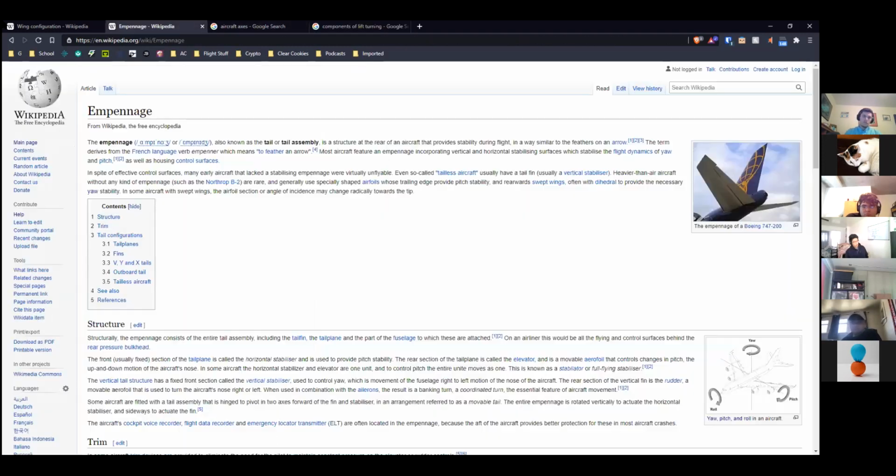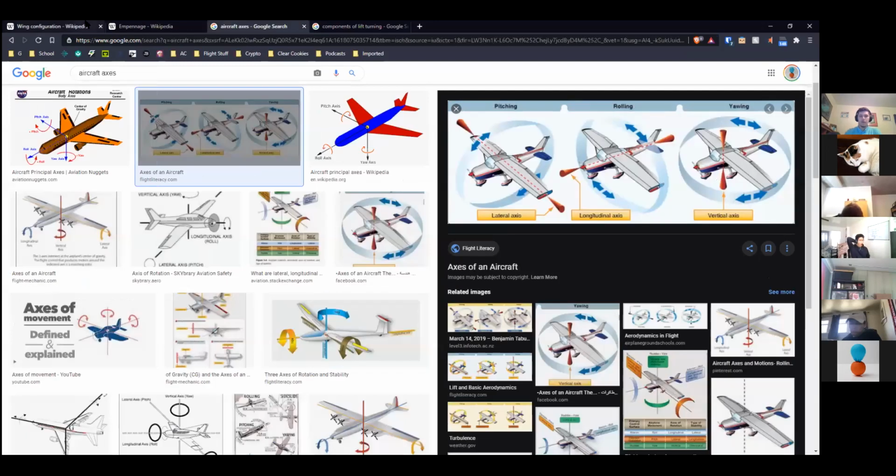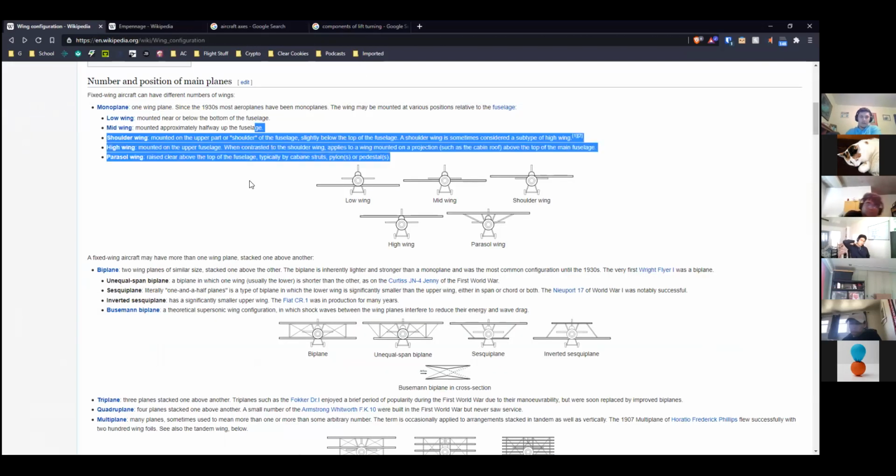And so if I could back myself back up to what we were talking about somehow. You're talking about airfoil? You started saying airfoil something?